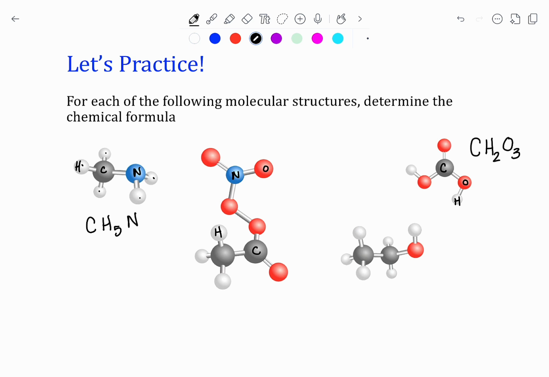For this large one, we have C, H, N, and O. So we know we're going to put that in C, H, N, and O order. So for carbon, we have 2. Hydrogen, there are 3. Nitrogen, there's 1. And oxygen, there's 1, 2, 3, 4, 5. There's 5. So C2, H3, NO5. For our next one, we have C2, H, 1, 2, 3, 4, 5, 6, 6, and 1 oxygen. So those are our formulas for those compounds.